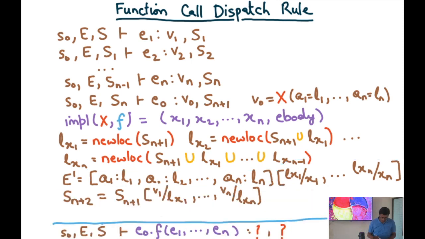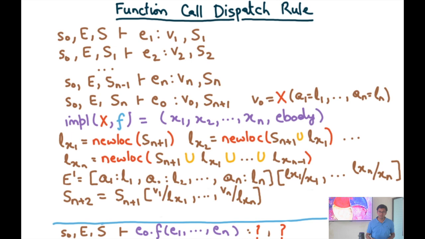And also we need to create a new store, because in the new store we are going to map these newly allocated locations LX1, LX2, LXN to the actual argument values, which were V1, V2 and Vn. So we say Sn plus 1 modified such that LX1 is mapped to V1, LXN is mapped to Vn. And that gives us a store Sn plus 2. And now we have E prime and Sn plus 2, and these are the environment and the store under which the body should get evaluated.